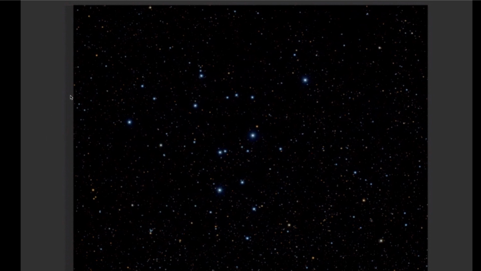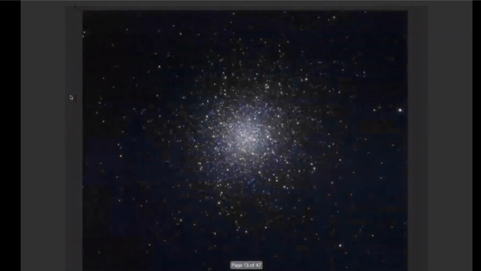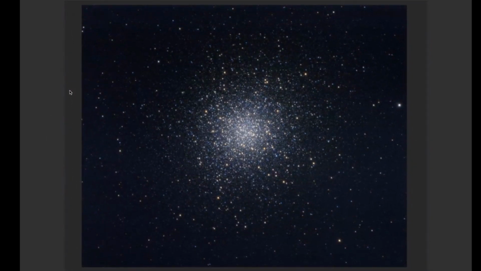And here's a picture of the, what is it called? The Beehive Nebula, M44. And so I'm going to show you Hertzsprung-Russell diagrams of these open clusters as we go further along. And here's the best picture I've ever taken of the globular cluster M13.